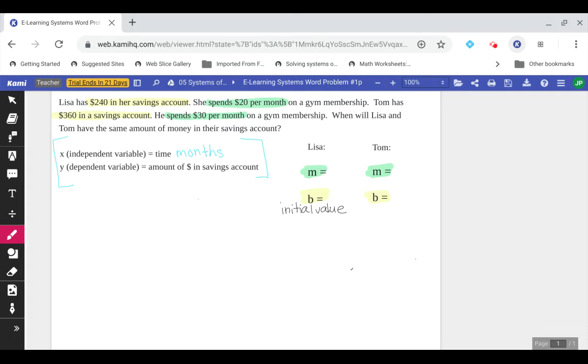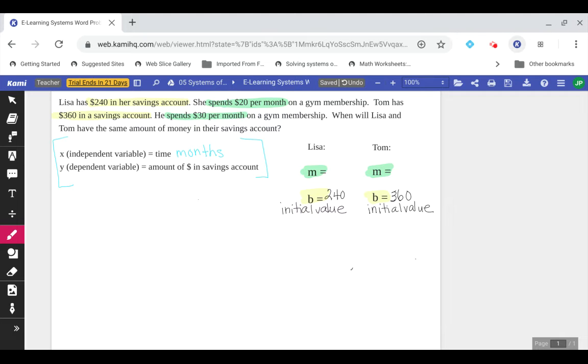Lisa has $240 in her savings account, is highlighted in yellow. So is the b variable, which is the initial value. So Lisa's initial value is $240. Tom starts off with $360 in his savings account. So that is his initial value.